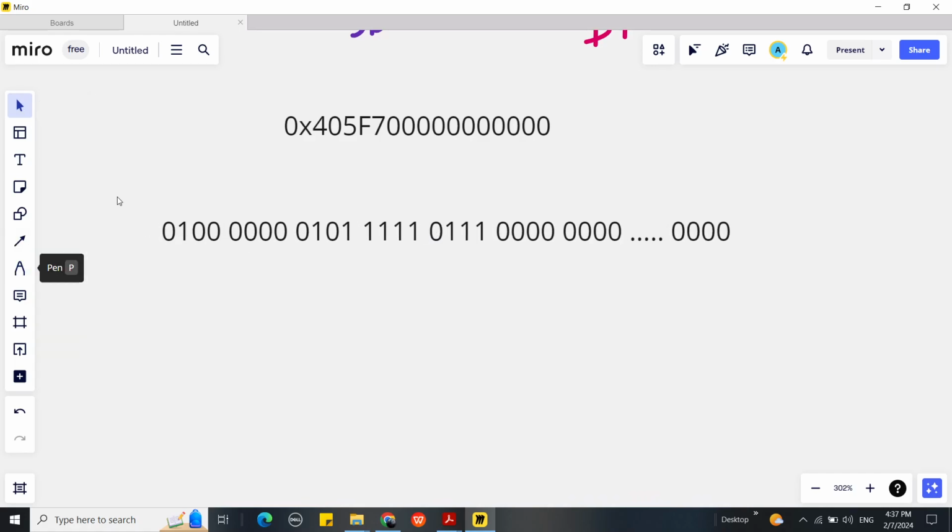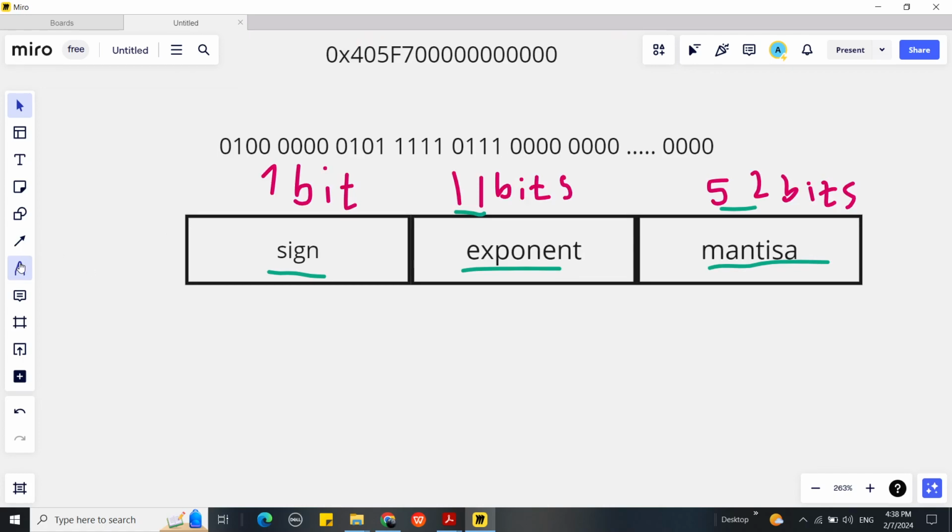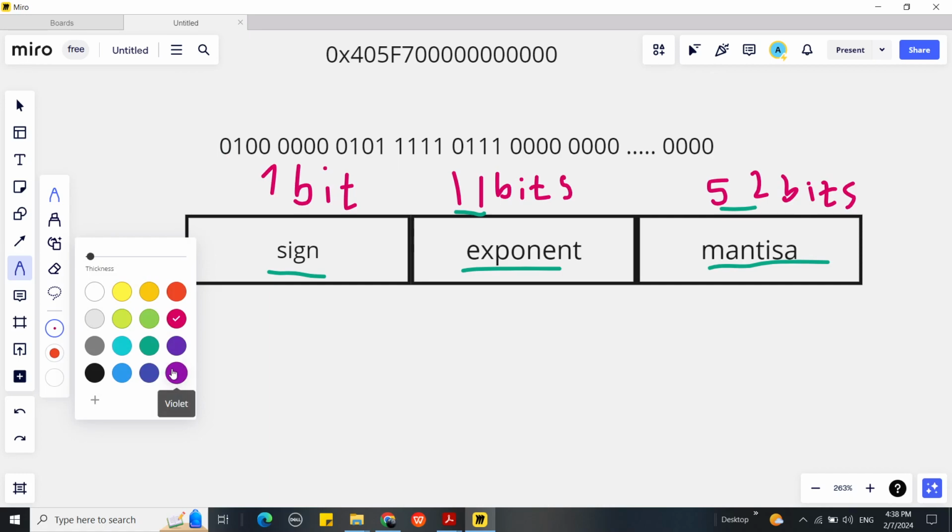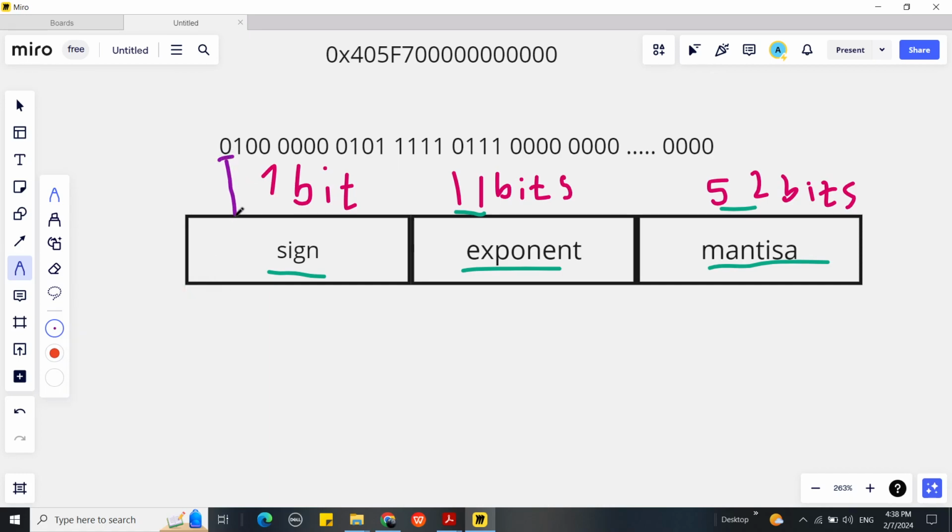Okay, do you remember the table? Let me bring the table. So the sign is 1 bit, with a different color, of course. Let's take violet. This is 0 and it's for the sign, and when it's 0, the number is positive. Then the exponent is made of 11 bits. 1 0 0 is 4, 0 0 0 is 0, and 0 1 0 1 is 5. So our exponent is 405, and then this is going to be our mantissa.